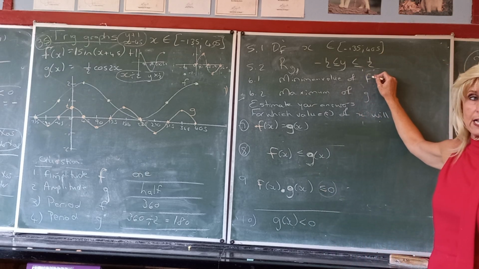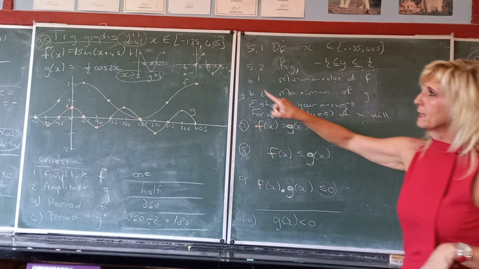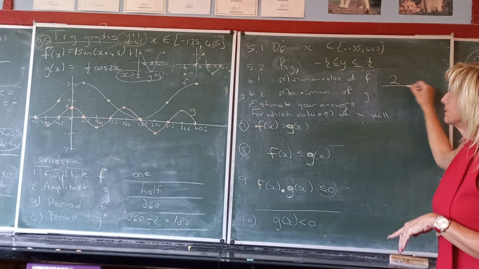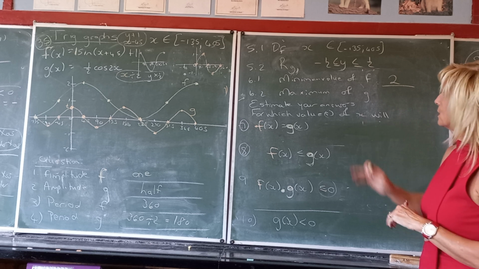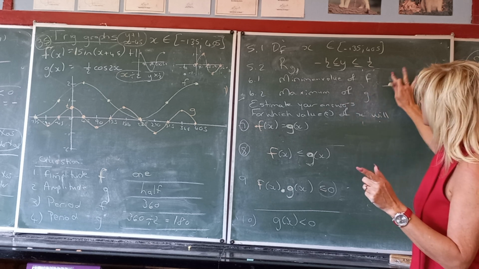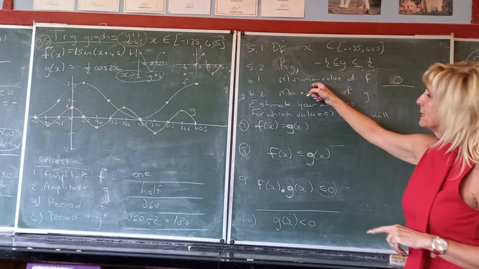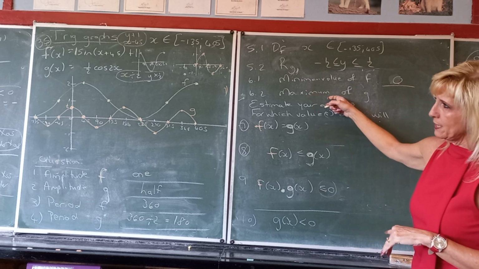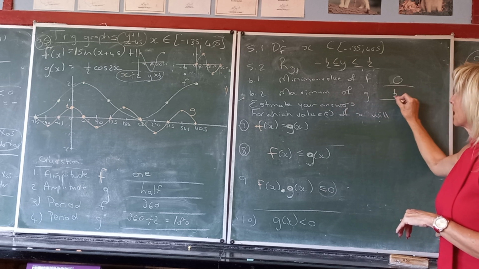Minimum and maximum values. Now for F, being the yellow one, the maximum would be 2, and the minimum was 0. The minimum of F, the yellow graph, is 0. Maximum of G, the orange one, is a half.